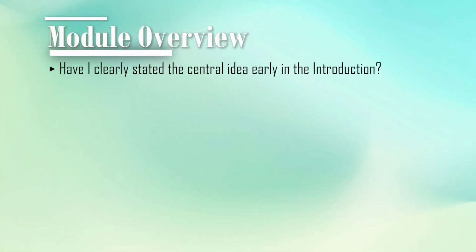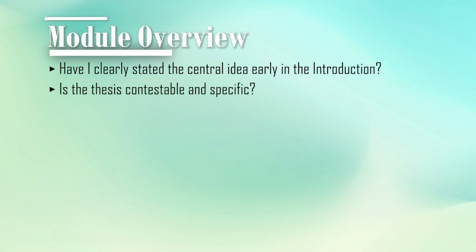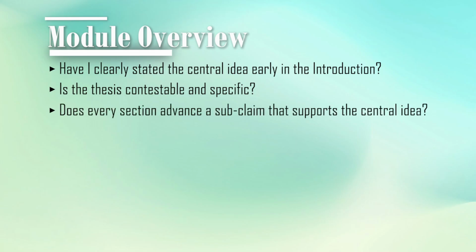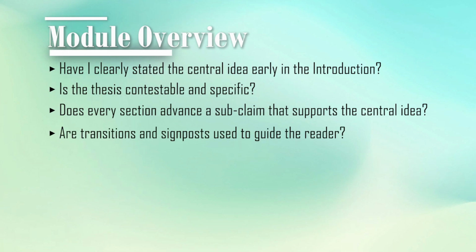A quick checklist to remember. When we are writing an article, in the process and right at the end, this checklist must be followed. Have I clearly stated the central idea early in the introduction? Is the thesis contestable and specific? Does every section advance a sub-claim that supports the central idea? Are the transitions and signposts used to guide the reader clear enough?